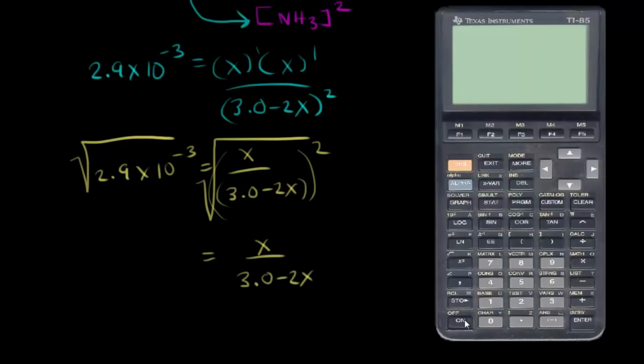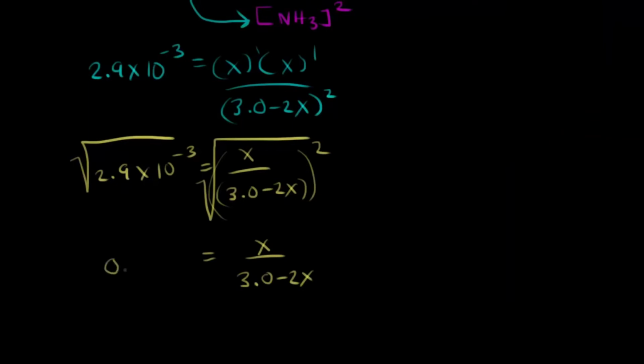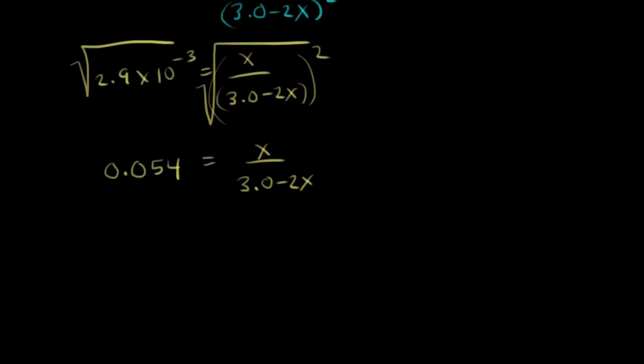And let's take out the calculator to do the other one. So square root of 2.9 times 10 to the negative third is equal to, let's round that to 0.054. So it just makes it easier here to round that. So 0.054. Our goal is to solve for x. Our goal is to solve for the molar solubility. So we can multiply both sides by 3 minus 2x. So when we do that, right, we would have this.